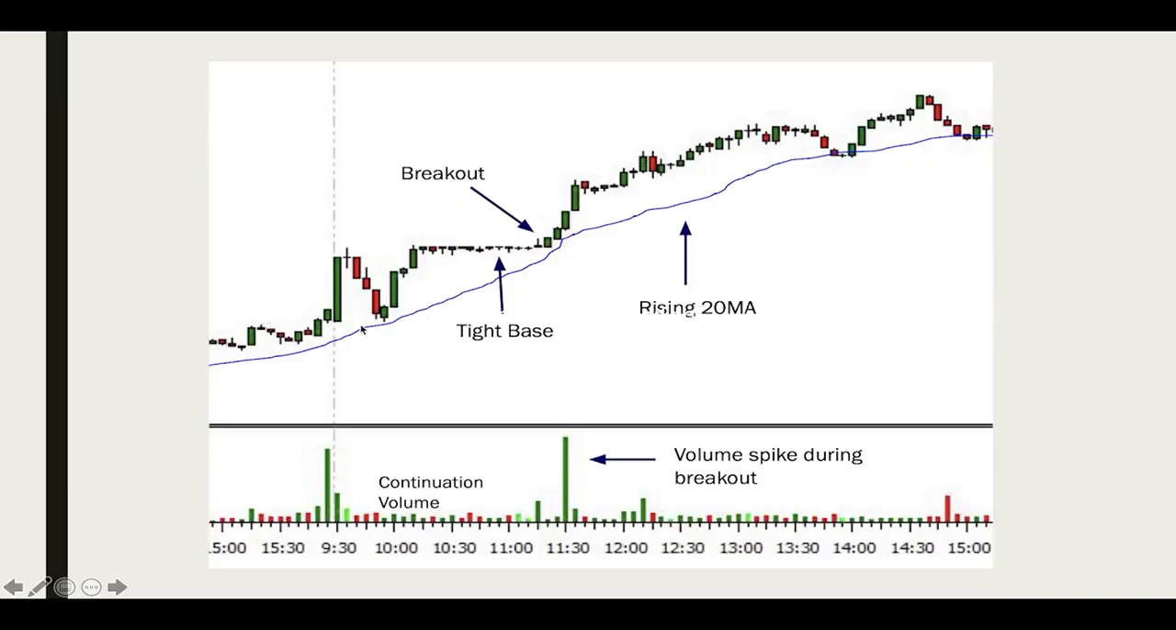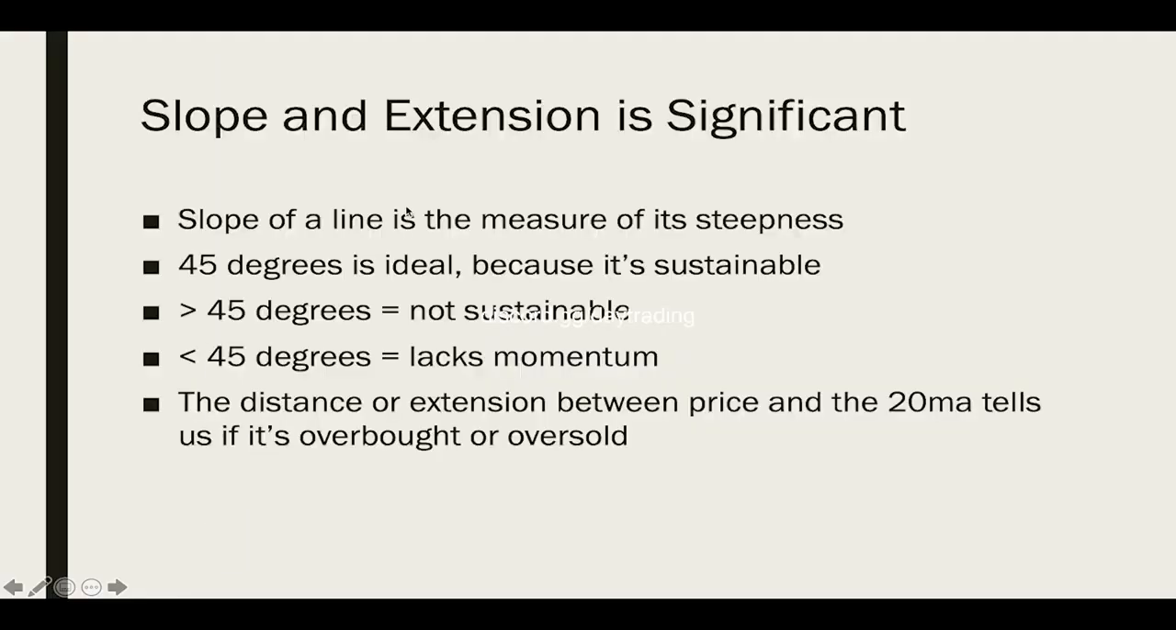Let's look at another example. You could see how well price is respecting the rising 20-day moving average, right? Right here, base, as soon as it touches the 20-day moving average, it breaks out. Same thing here, as soon as it touches, it breaks out. And the main point here is that we could see that it's trending higher and it's under price. Okay. Slope and extension of the 20-day moving average is significant, and we have to remember slope, right?